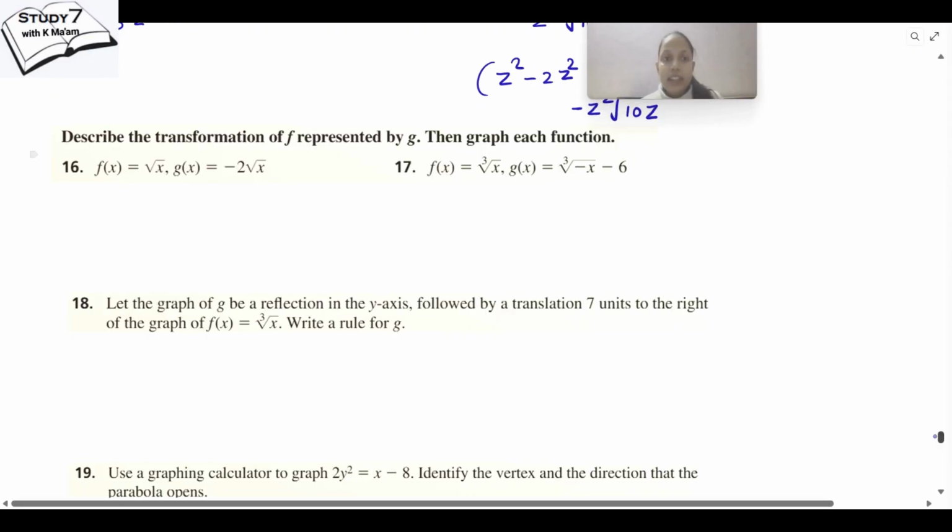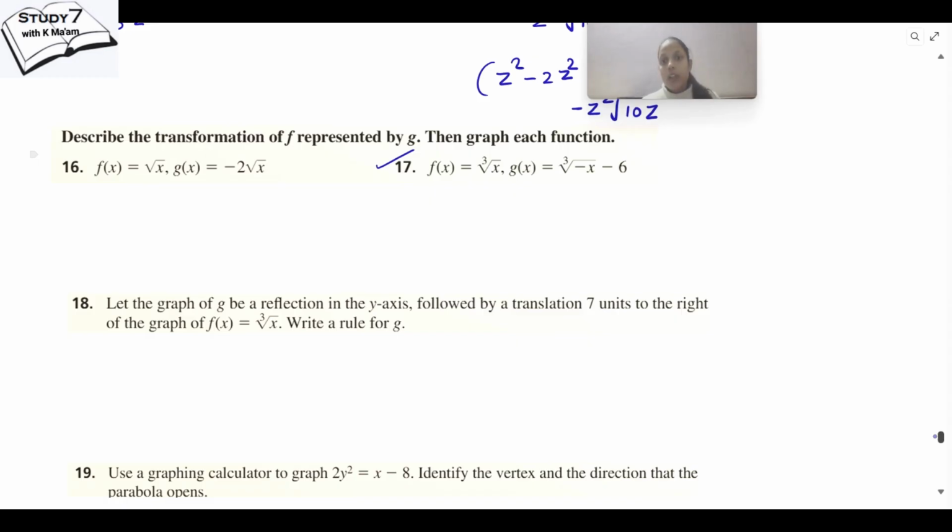Next it says describe the transformation of f represented by the function g. We will do question 17. f(x) is given, f(x) changed to g(x). So always check what is multiplied with the x term. Outside addition, subtraction is the last transformation.